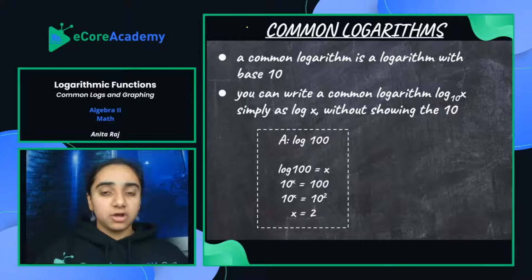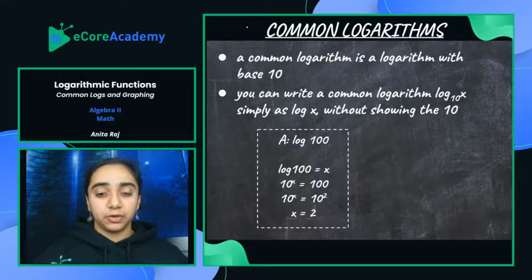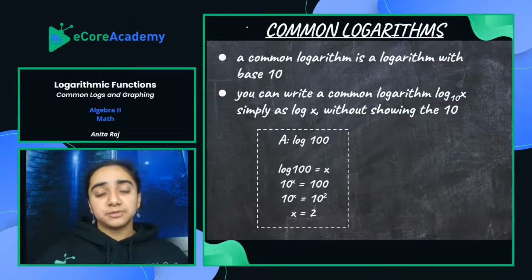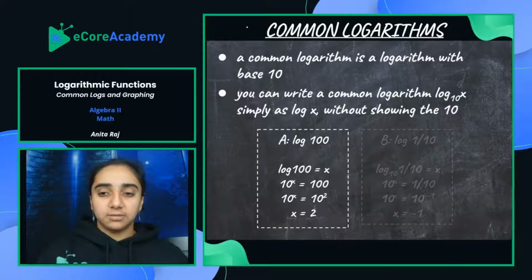Then we can rewrite 100 with the same base as 10. So 100 is 10 squared. 10 times 10 is equal to 100. So we can rewrite it as 10 to the power of x is equal to 10 squared. Since the bases are equal to each other, the exponents are equal to each other. The exponents are x and 2, so x is equal to 2, and that's how we solve the first common log.